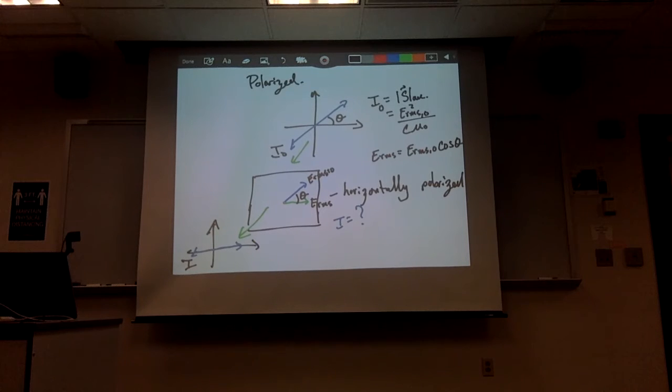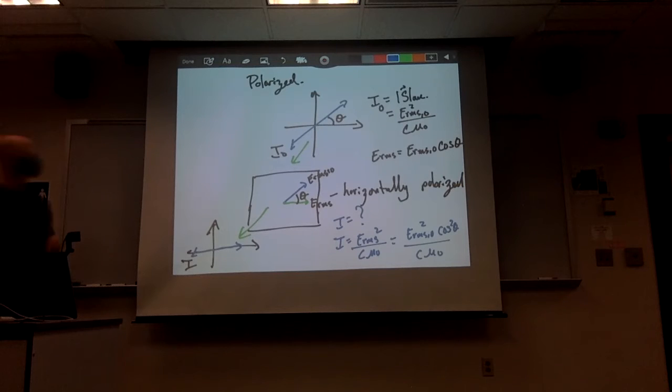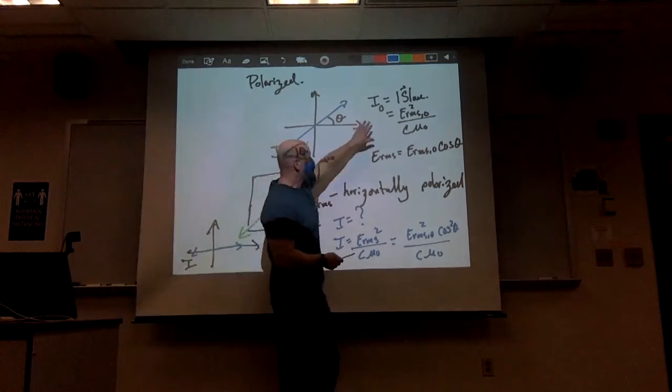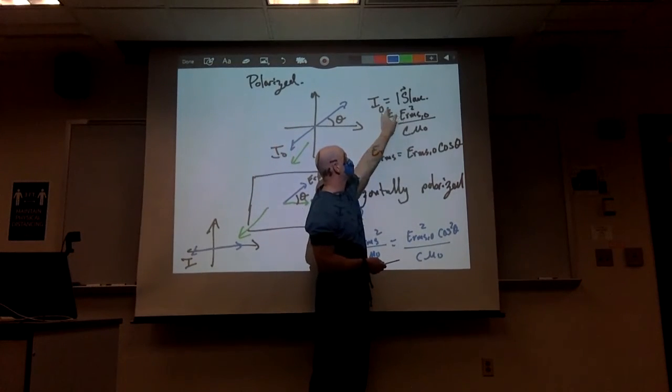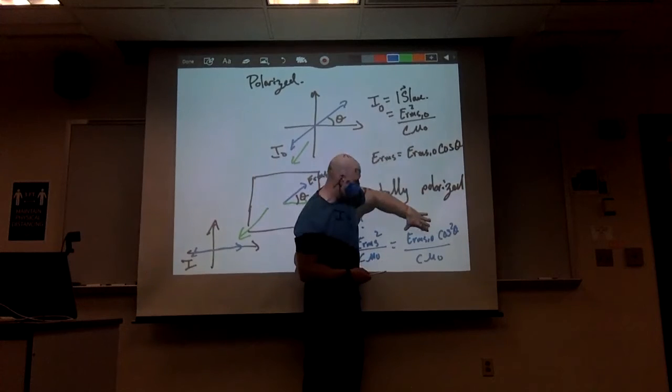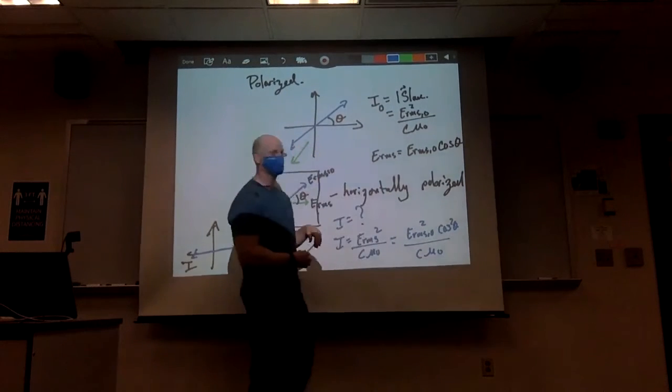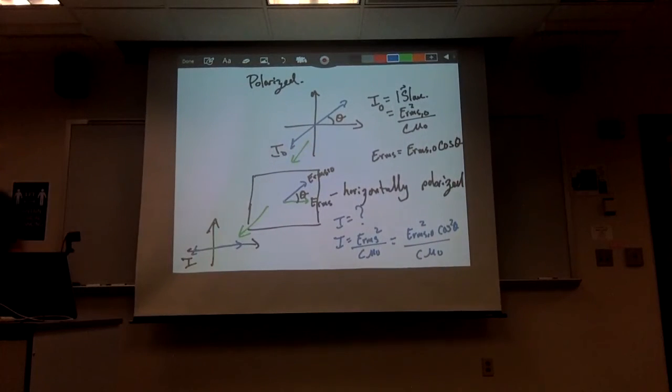So this then tells me that my intensity is going to be equal to my final RMS value squared divided by c times mu naught. So this is the same thing as my initial RMS value squared times cosine squared of the angle, all divided by c times mu naught. But going back to here, the initial value squared divided by c times mu naught is simply equal to the initial intensity. So this is the same thing as the initial intensity times cosine squared of the angle between the two.